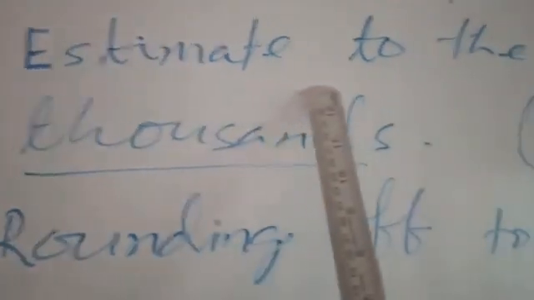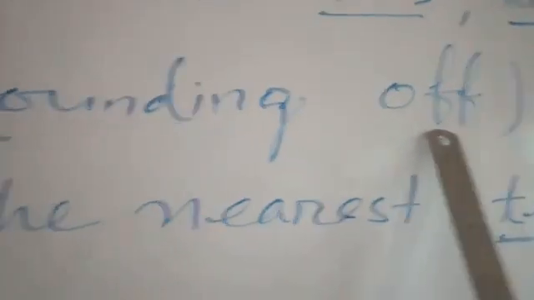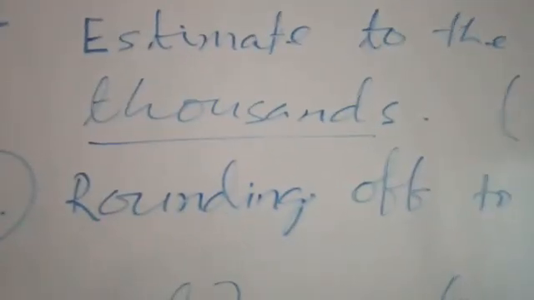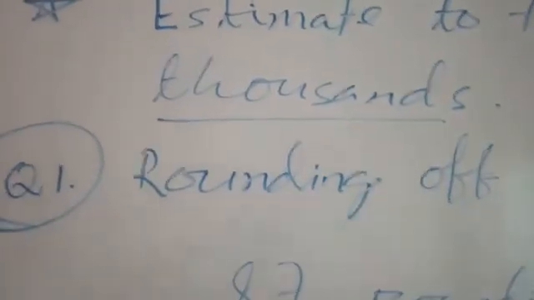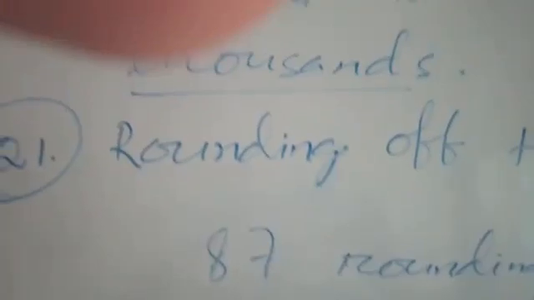Estimate to the nearest tens means rounding up to the nearest ten. Estimate to the nearest hundreds means rounding up to the nearest hundred. Similarly, we will also round numbers to the nearest thousands. Okay, to explain this, I have taken certain examples on the basis of questions.